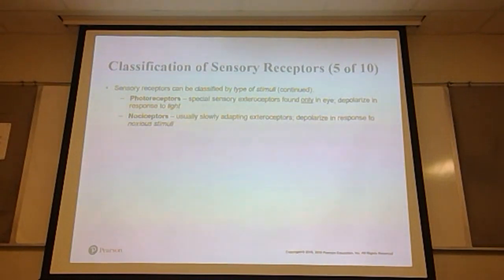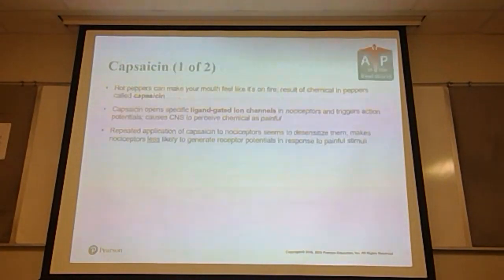Photoreceptors are found only in the eye. They depolarize in response to light, and nociceptors are usually slowly adapting exteroceptors. They depolarize in response to noxious stimuli. So noxious, think of unpleasant. So nociceptors are those things that detect pain.